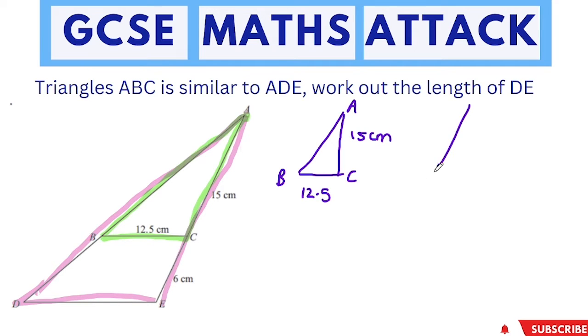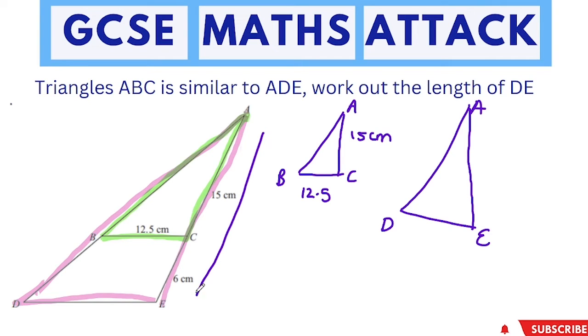Then I'm going to draw a large triangle. Okay, so we've got another one. You've got D, A, and E. Okay, so what do I know? I know this length over here. Okay, so A to E. So 15 plus 6 will give me 21 centimeters. So I know this is 21 centimeters.